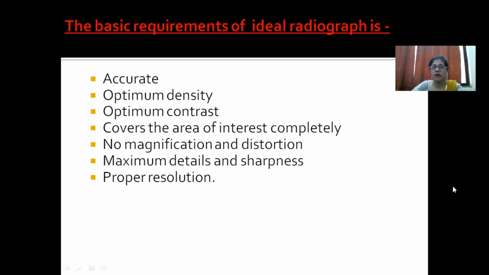So, the basic requirements of our radiograph are: it should be accurate, it should have optimum density, optimum contrast, cover the area of interest completely, there should not be any magnification or distortion, there should be maximum detail and sharpness in the image, and proper resolution. Now, I am not going into detail because this is an entirely different topic, image characteristics, where we consider the different heads. Under these different heads, your radiograph will become an ideal radiograph.